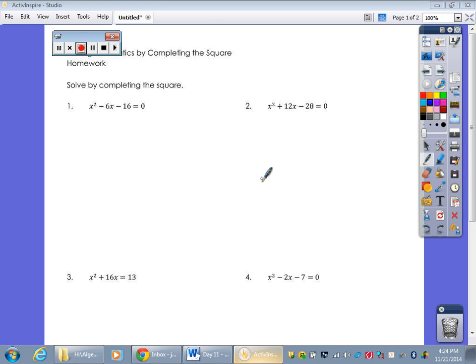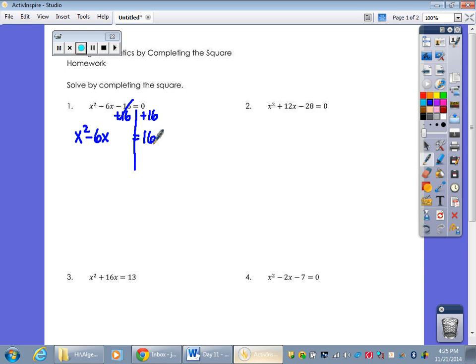Okay, so today we learned how to solve quadratics by completing the square. Remember that on completing the square, you want to try and get the x squared and the x term by itself. So you have to move the constant over to the right side. So we're going to add 16 on this problem so that we can get it to the other side. And I'm going to leave a little bit of room because you have to add something after the 6x.